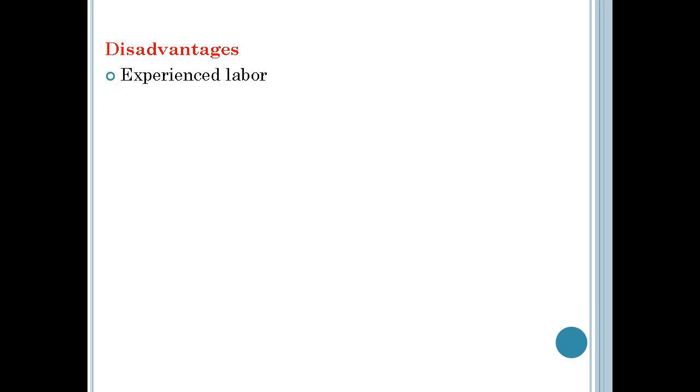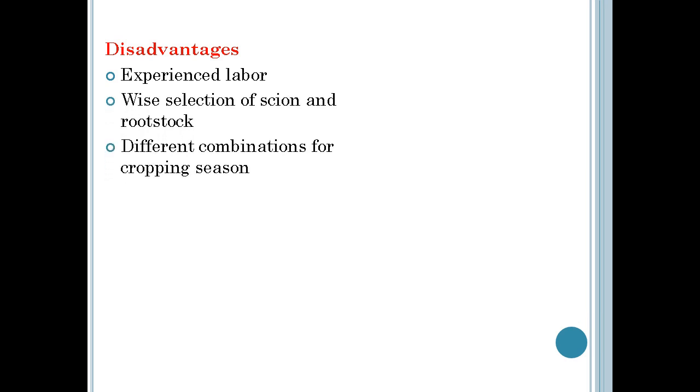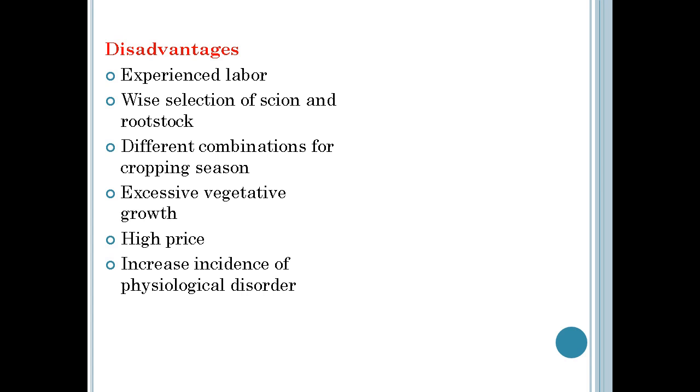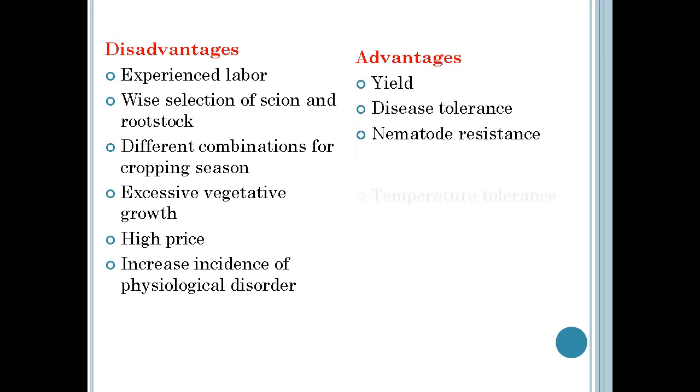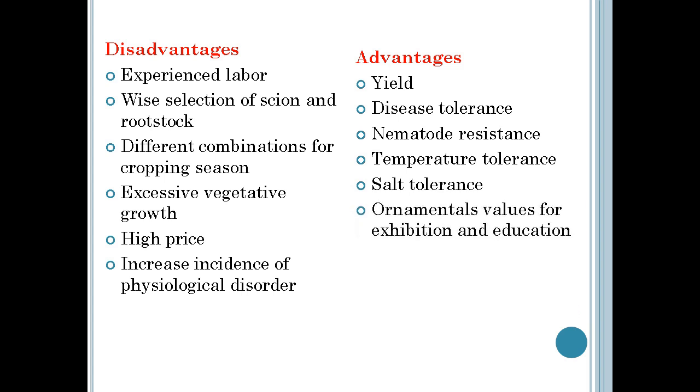Disadvantages: experienced labor, wise selection of scion and rootstock, different combinations for cropping season, excessive vegetative growth, high price, increased incidence of physiological disorder. Advantages: yield, disease tolerance, nematode resistance, temperature tolerance, salt tolerance, ornamental values for exhibition and education, pest resistance.